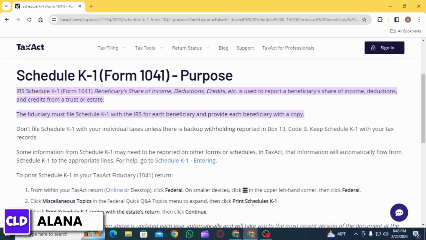Partnerships, S corporations, estates, and trusts are pass-through entities, meaning they don't pay income tax at the entity level. Instead, the income, deductions, and credits flow through to the individual partners, shareholders, or beneficiaries, who report them on their personal tax return. The Schedule K-1 reports each partner's or shareholder's share of the entity's income, deductions, and credits based on their ownership percentage or other allocation methods specified in the entity's governing documents.